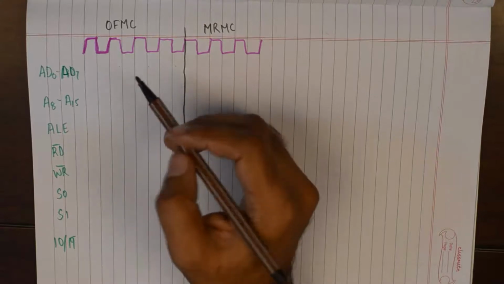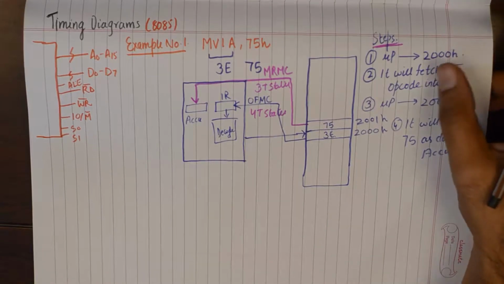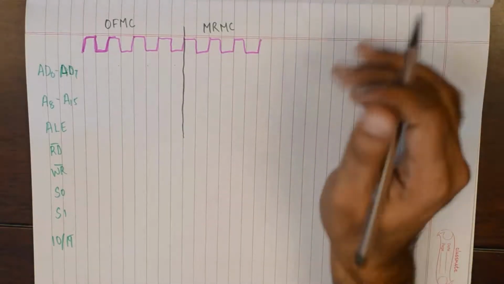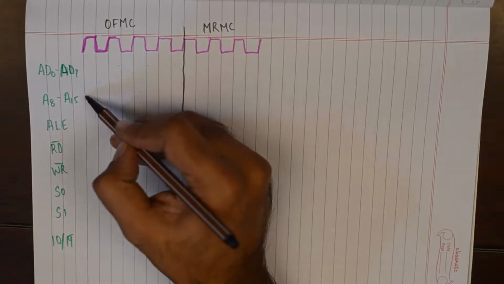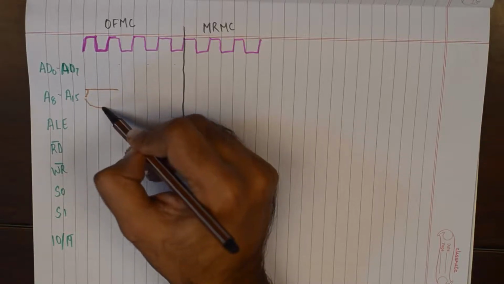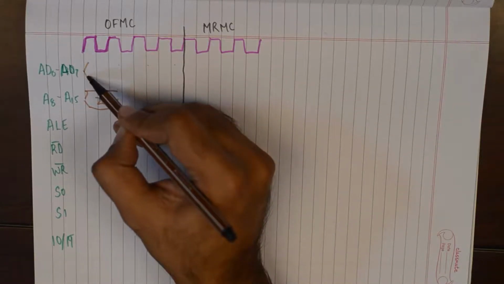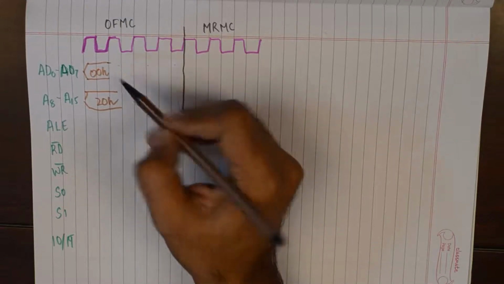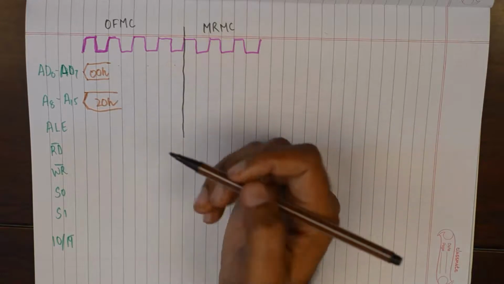Now, in the first T state, the microprocessor goes to the memory location, which in our case is 2000, and going into 2000 would mean that we would need to write 20 on the higher order address bus, and we would need to write 00 on the lower order address bus. So cumulatively they would make 2000.